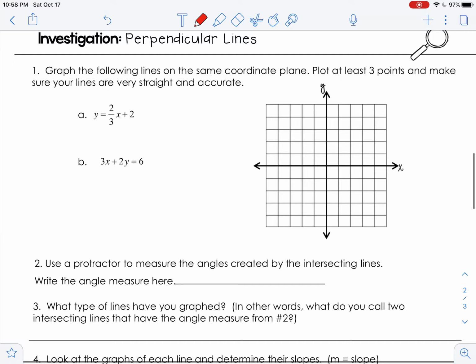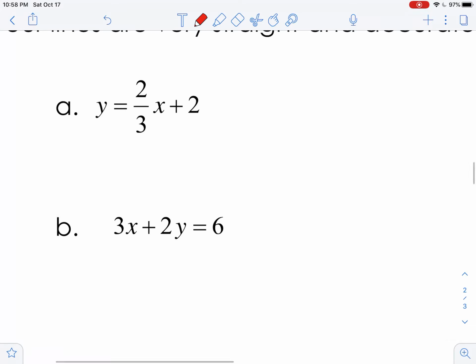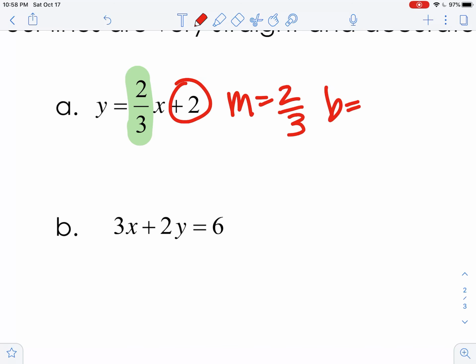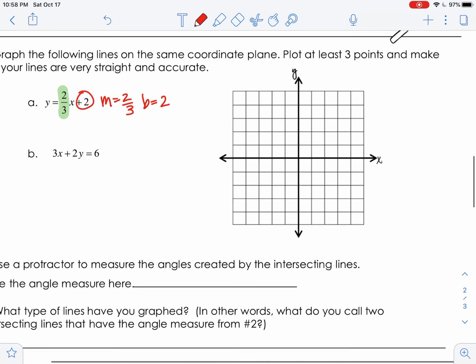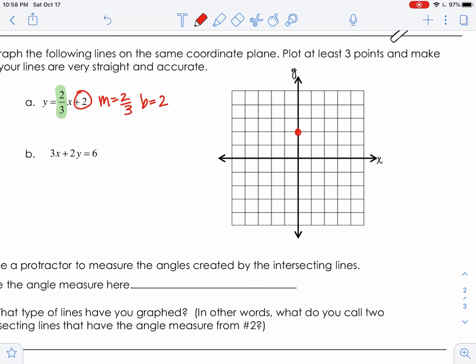All right, let's take a look at our perpendicular lines. So let's take a look at A. Again, A is in slope-intercept form, so our slope is going to be this first set of numbers right next to the x, so our m equals 2/3. Our B is going to be this guy right here, so that's going to be our y-intercept. So let's graph this. So we're starting at 0, up 2. We go up 2 over 3.